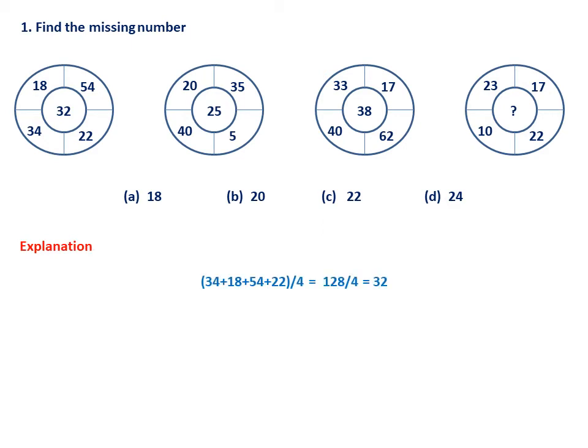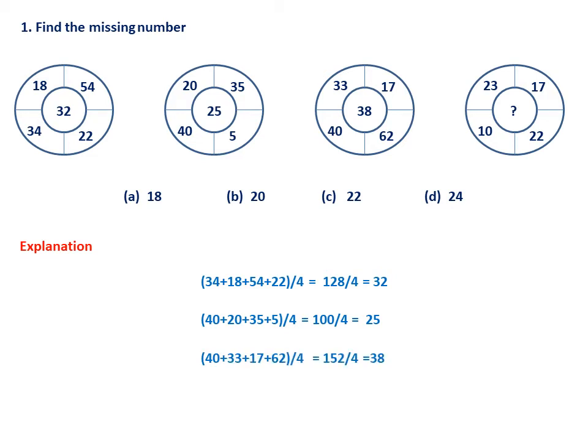First one is, see, outer numbers 34 plus 18 plus 54 plus 22 divided by 4, if you do that, you will get the center number. Now check whether it is correct or not. 40, 20, 35, 5, it is 100. 100 by 4 is 25. 25 is the center number.